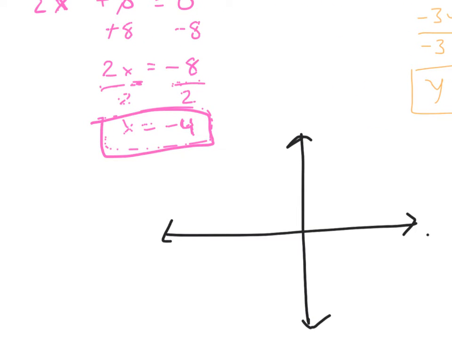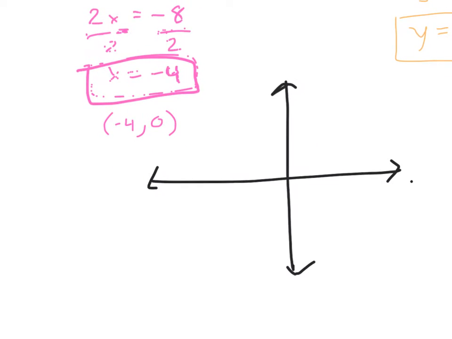So when our x is -4, that means our y is 0. So our x is -4 and our y is 0. We're going to graph that point, -4, 0. So we go to the left 4 and then stay at 0. So our graph crosses the x-axis at -4.